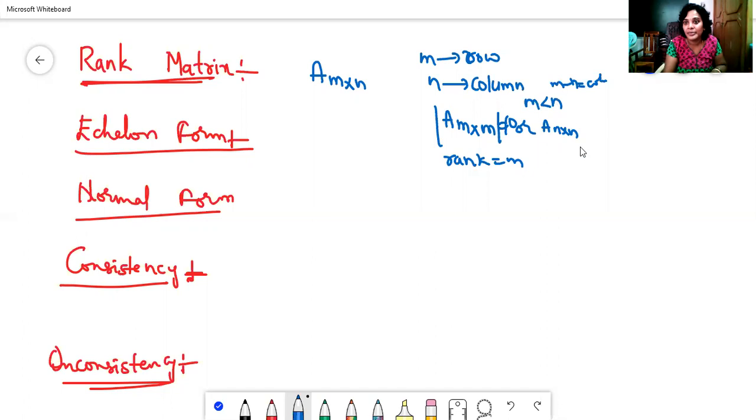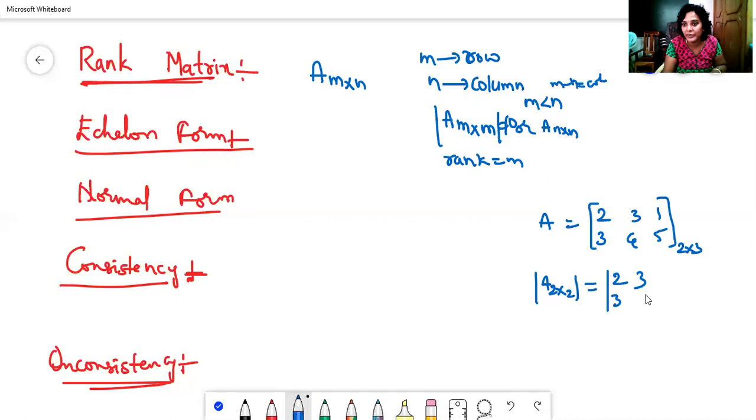Suppose, for example, I am taking A as a 2 by 3 matrix: 2, 3, 1, 3, 4, 5. It has 2 rows and 3 columns. In this case, we can take the minor matrix that is 2 by 2 and find its determinant. You can eliminate any one of the columns from the A matrix, either the first column, second column or third column. Here I am taking 2, 3, 3, 4.